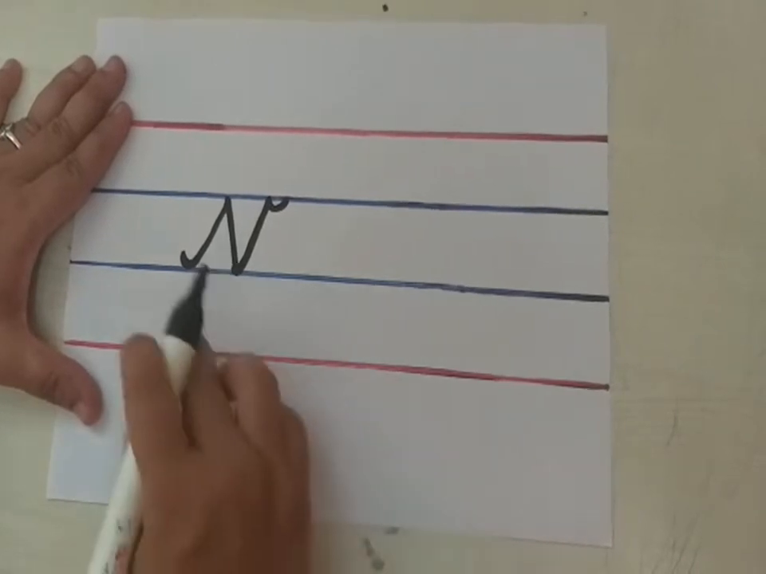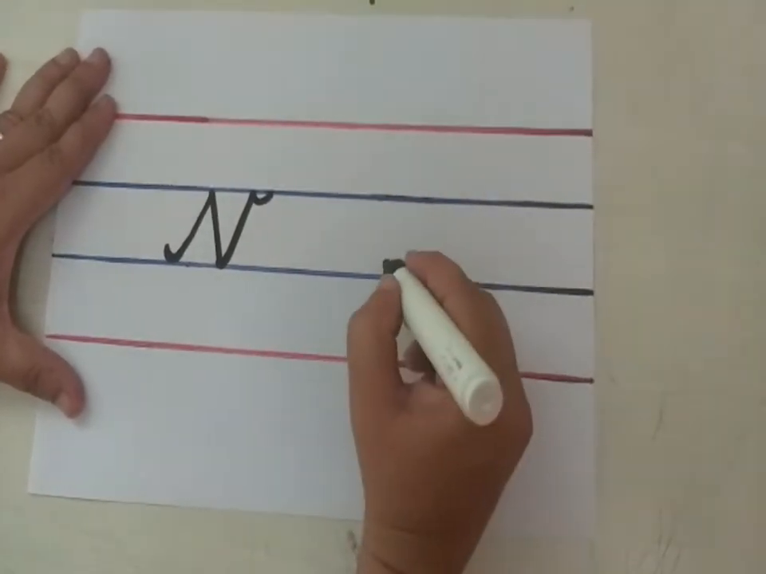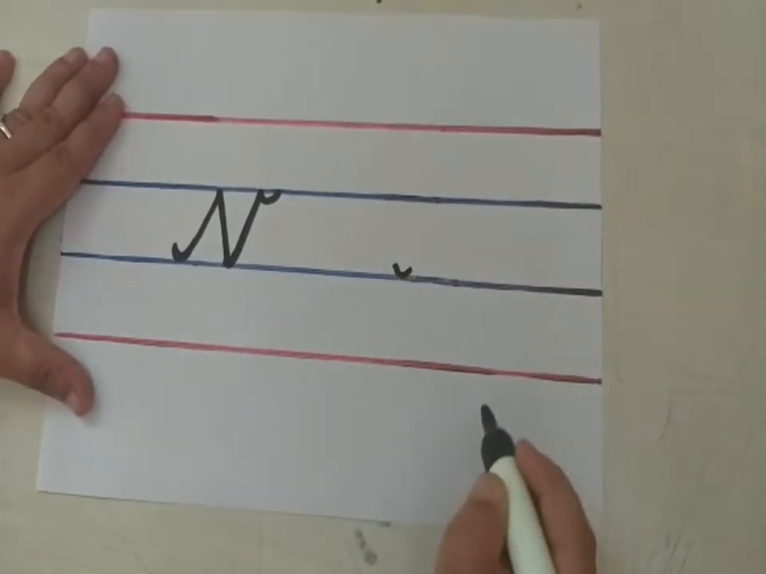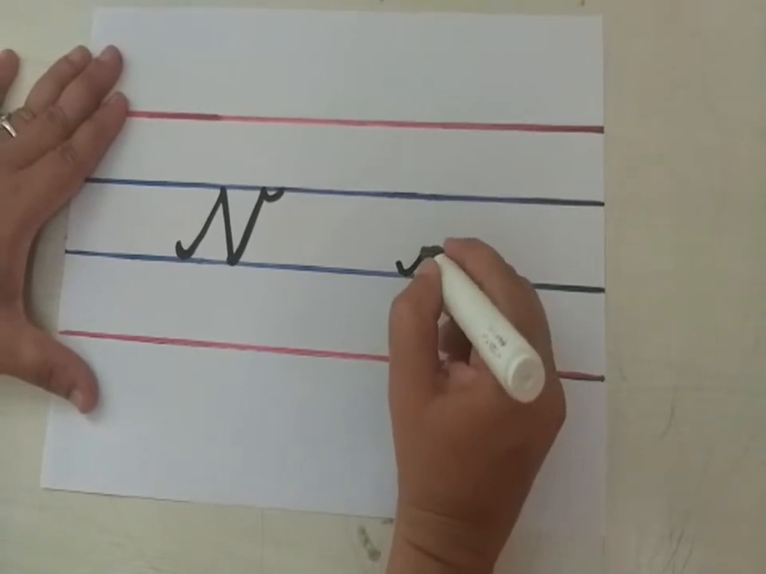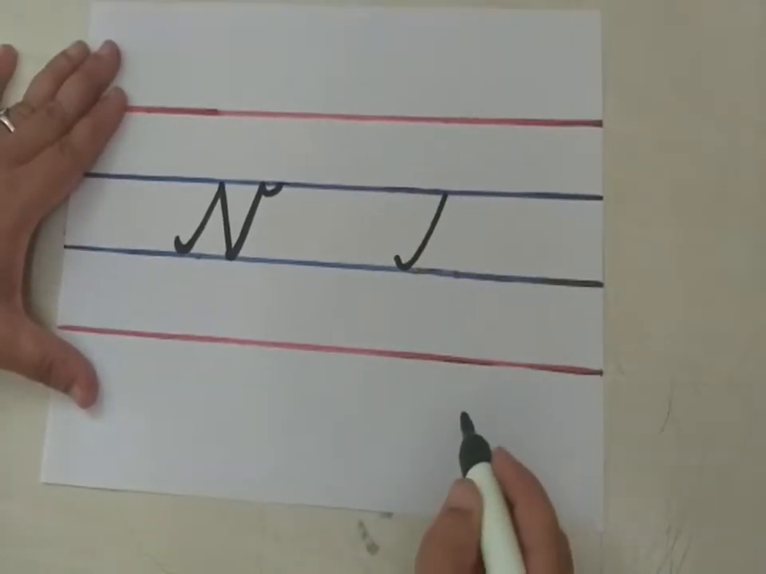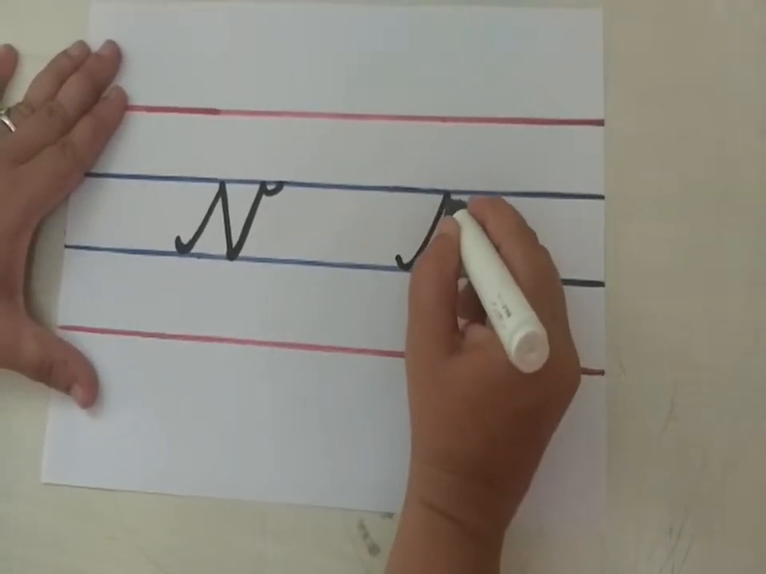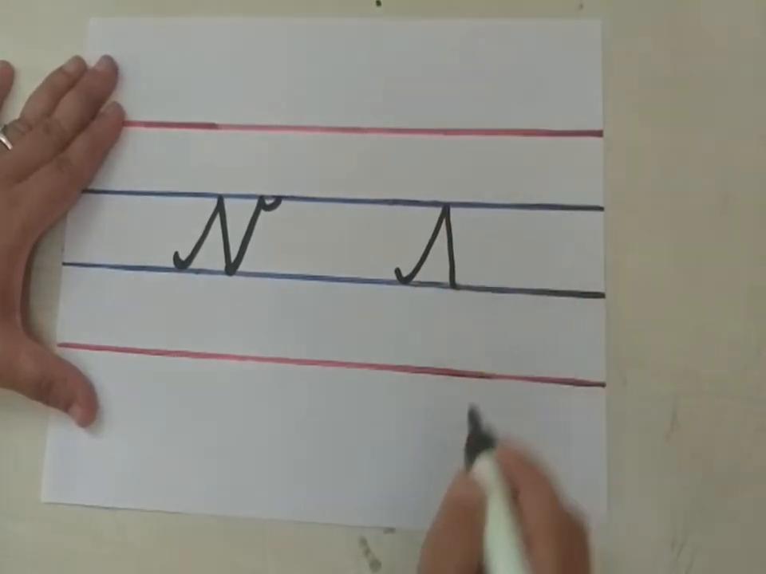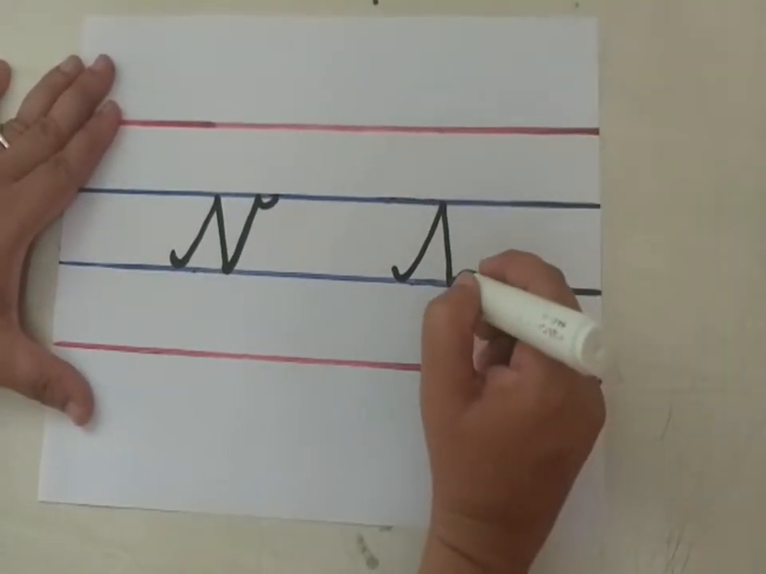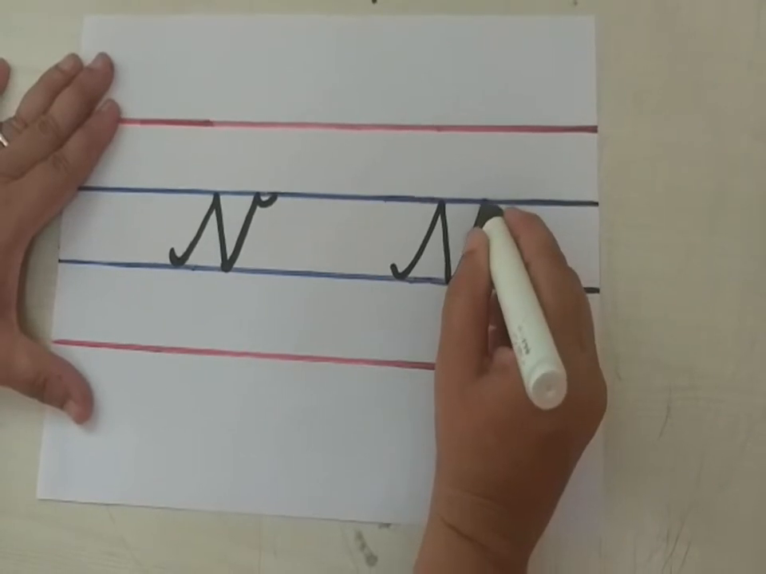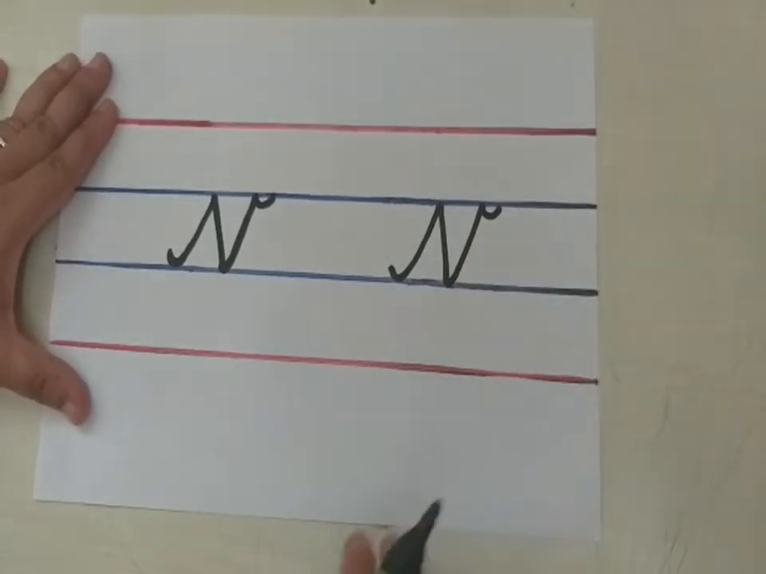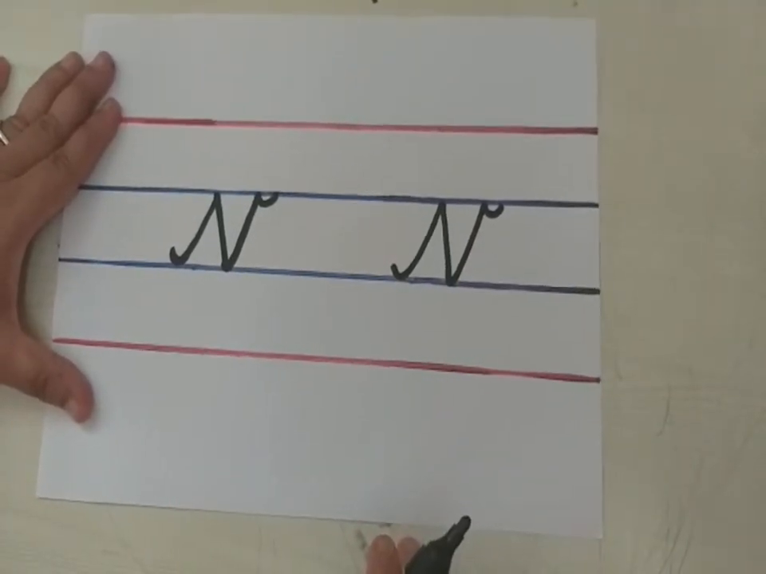Yeah. Now shall we write once again this sign? Yes. Take a small curve. Go up to the second blue line. Slanting line. Come down to the third blue line. Again go up to the second blue line and make a small curve. This is small cursive V.